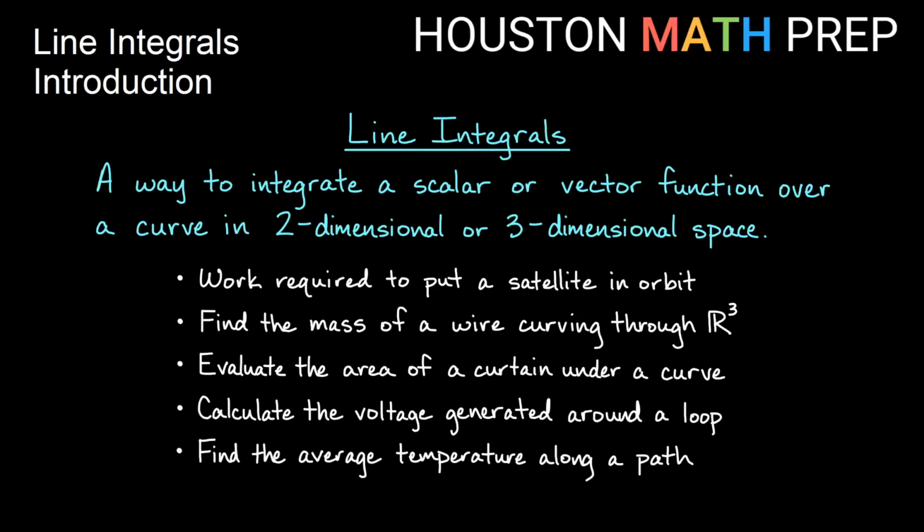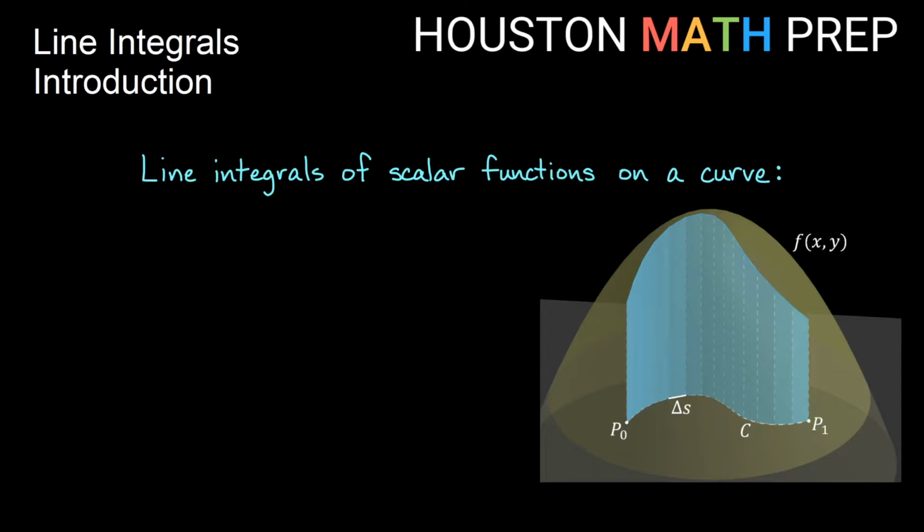We can use it to find all sorts of things. Work required to put a satellite in orbit. We could find the mass of a wire curving through three-dimensional space. You could evaluate the surface area of a curtain under a curve. You could calculate voltage generated around a loop, find average temperature along a path. Lots of different things that we can do with line integrals that we can't necessarily do with other types of integrals. Looking at line integrals of scalar functions on a curve.